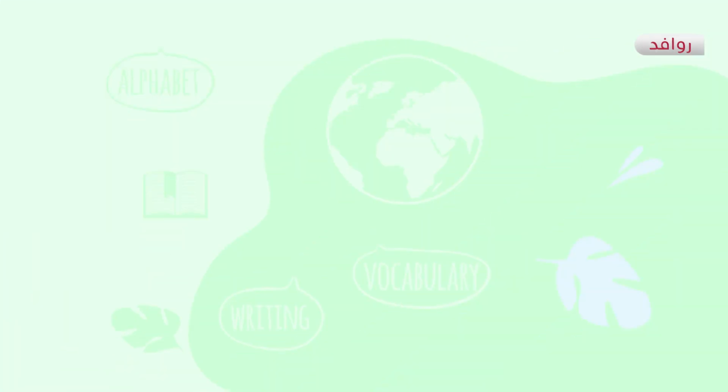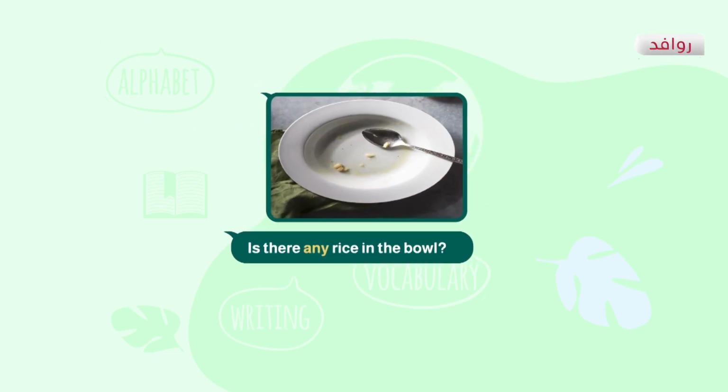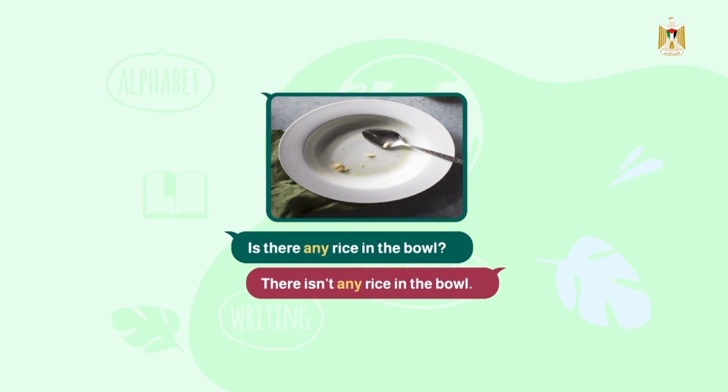Well, is there any rice in this bowl? Nice! There isn't any rice in this bowl. Rice is uncountable. So, as we see, we use any with uncountable nouns too. كما نرى نستخدم any مع الكلمات الغير معدودة في السؤال والجمل المنفية, any in questions and negative sentences.